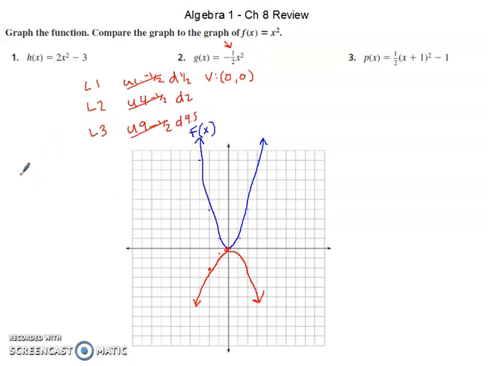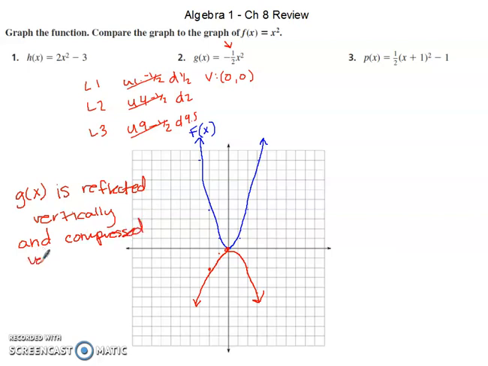So we didn't shift it at all, but we did reflect, meaning we flipped it over. So g of x is reflected vertically. And we also multiplied all of those ups by 1/2, which means that we did something vertically, either stretching it or compressing it. Since we multiplied by 1/2, which made my graph flatten out a little bit, this is what we call a vertical compression. So our graph is reflected vertically and compressed vertically by 1/2.